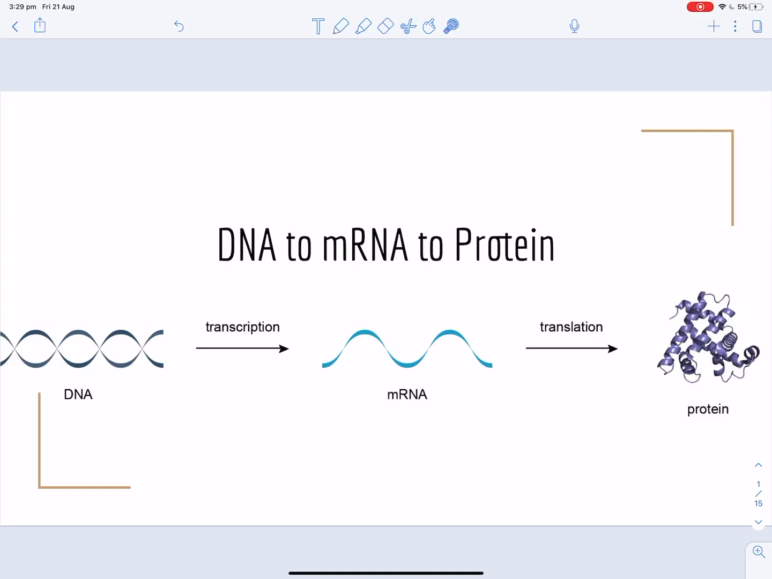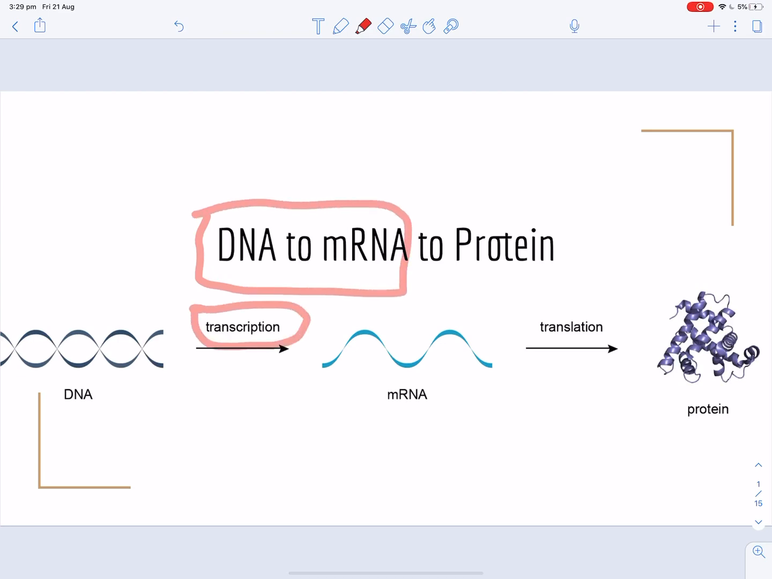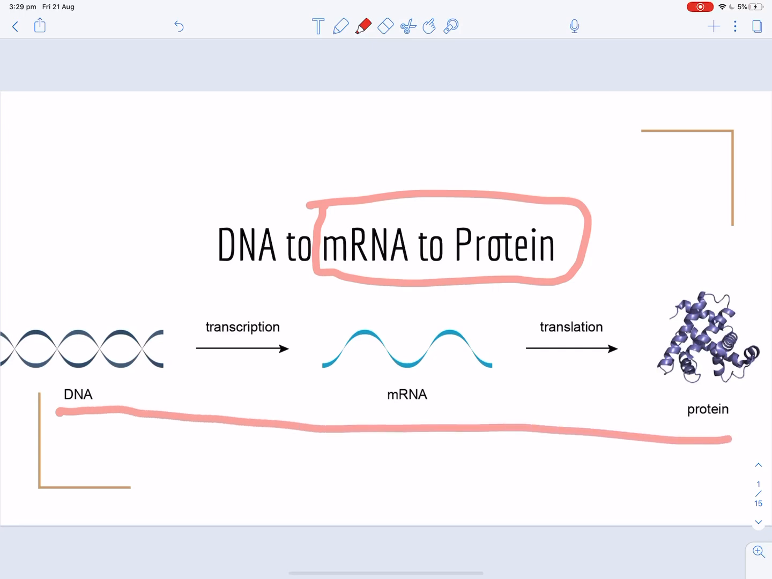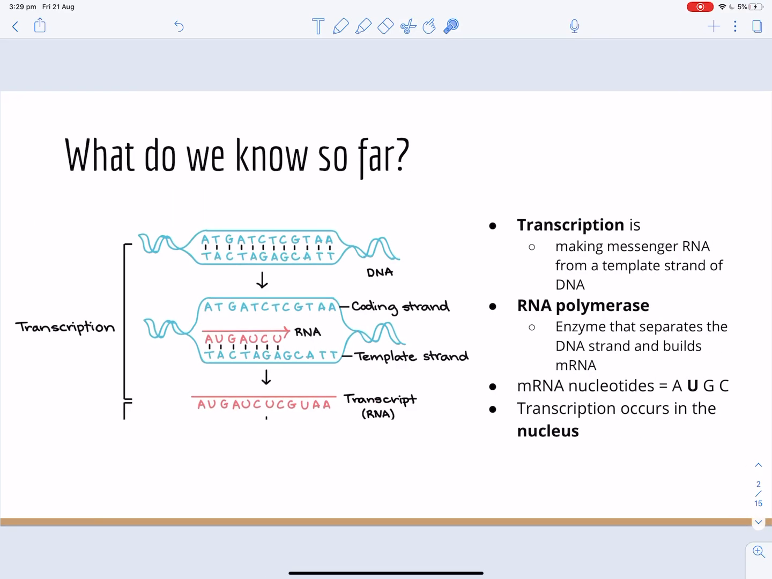Okay, welcome guys. So last week we had a look at the transition from DNA to mRNA, which is called transcription. And this week will be a little bit easier, and we're looking at the transition from mRNA to protein. So we can see this is the sort of timeline of events that we go from DNA to mRNA to a protein at the end.